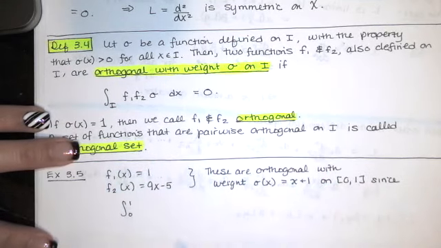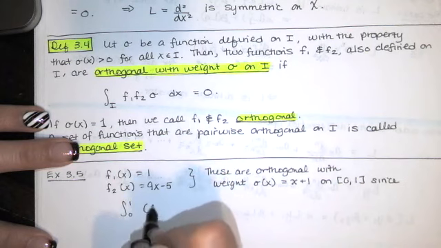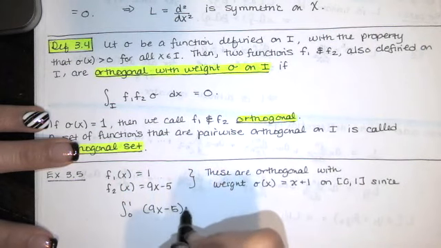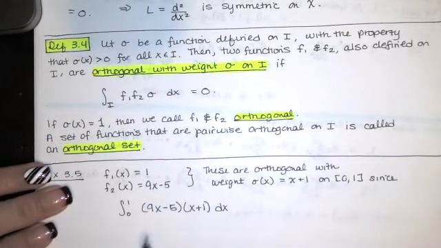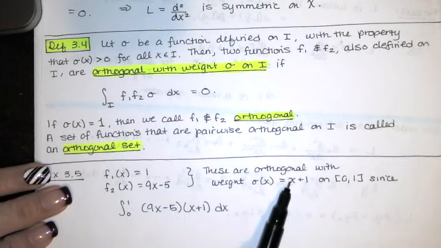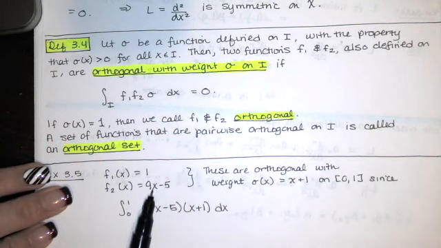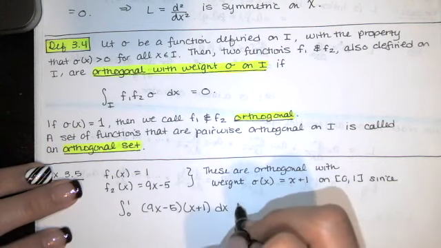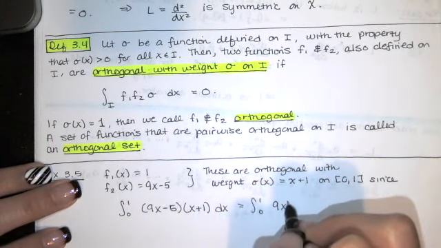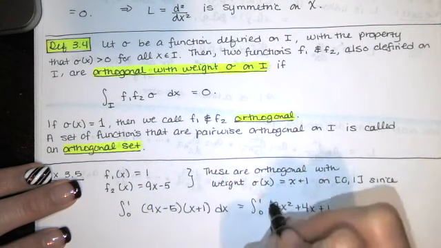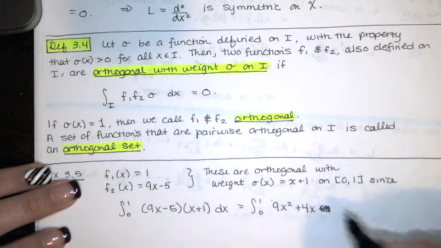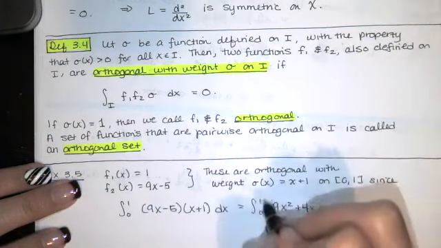Since the integral from 0 to 1 of 1 times 9x minus 5 times x plus 1, if we evaluate that integral, we get 0. And remember, that's what this says. If you take this function and that weight function, you multiply them together and you integrate, you get 0. If that's true, then those functions are orthogonal with that weight. If we do the distribution, we get 9x squared plus 4x, and 1 times negative 5 is going to be negative 5.